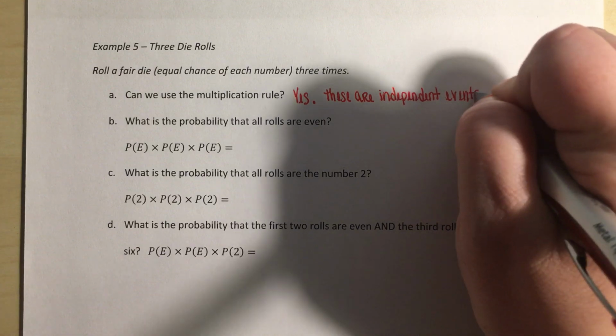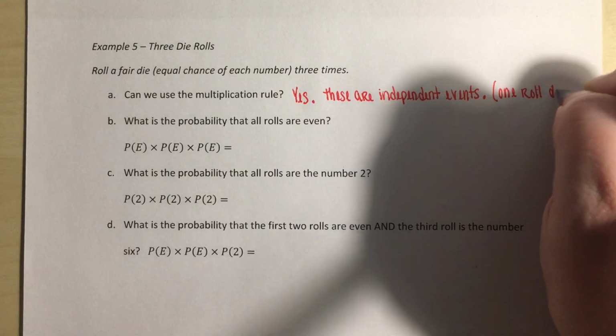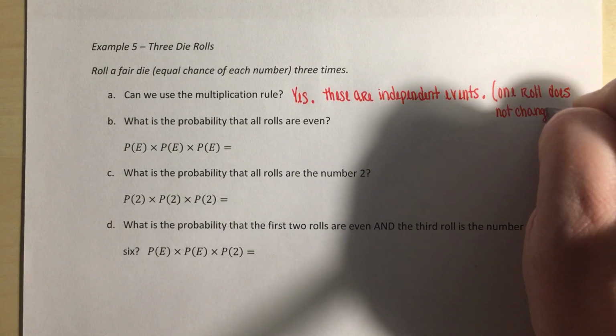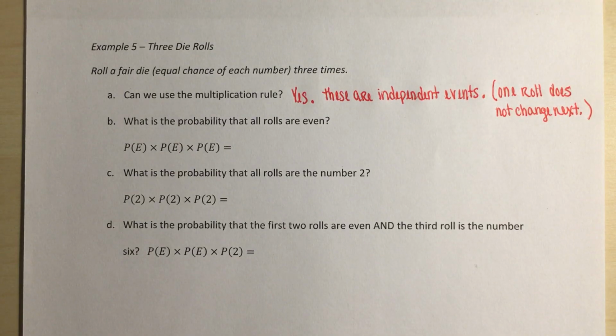Independent events means one roll does not change the next roll, the probability of the next. Whatever we roll on the first one, it doesn't matter. If we roll a 1, doesn't matter. We have the equal chance of rolling something else or 1. Our probabilities haven't changed at all. So since these are independent events, we can use our multiplication rule, and we're just going to multiply all of our different probabilities together.